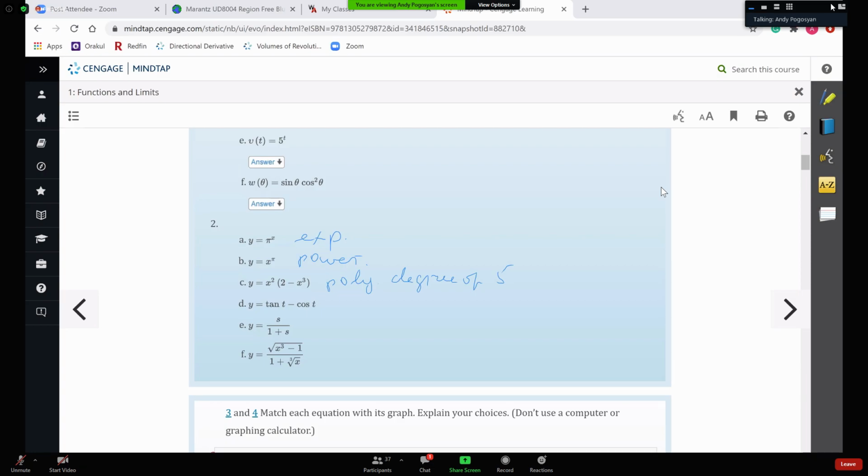Now, D is trigonometric functions, right? E, rational function, correct. F, algebraic function. It's algebraic, yeah. You can say it involves radicals also, but you can write algebraic function and finish it, yeah.